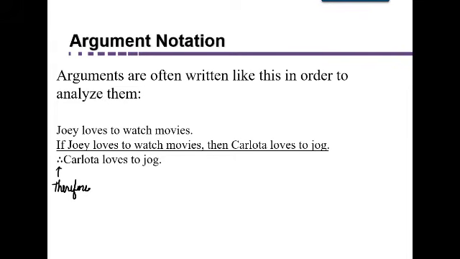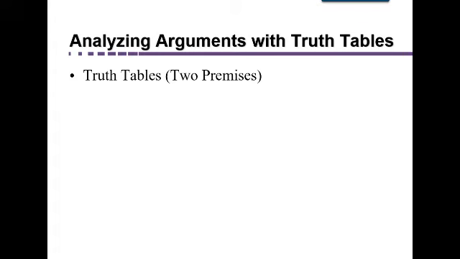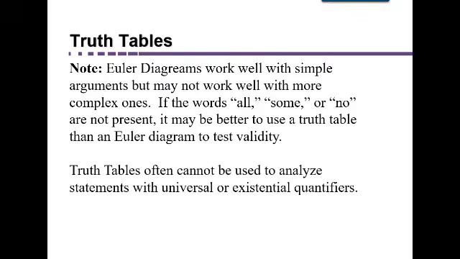Everyone's still doing okay? All right, so how can we analyze this? Well, as I just said, an argument's valid if the fact that all the premises are true forces the conclusion to be true, and an argument is not valid, it's invalid, otherwise, and then it's called a fallacy. We're going to analyze this argument with a truth table.